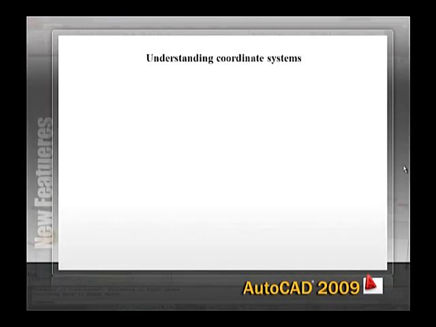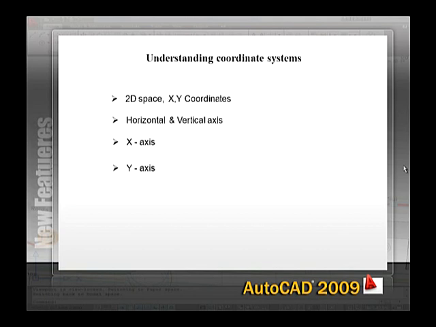Coordinate systems. In an AutoCAD drawing, everything is located in 2D space by a set of Cartesian or XY coordinates. The 2D coordinate system, for the time being, we will stick with 2D to keep things simple. It is defined by a horizontal and a vertical axis. The horizontal axis is called the x-axis, and the vertical axis is called the y-axis. The x-axis and the y-axis intersect at the origin of the coordinate system. The two axes define a plane called the XY plane.